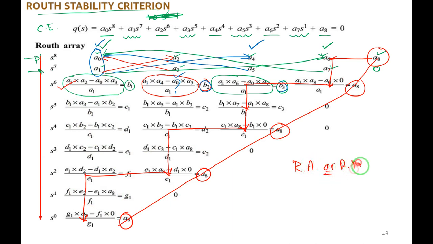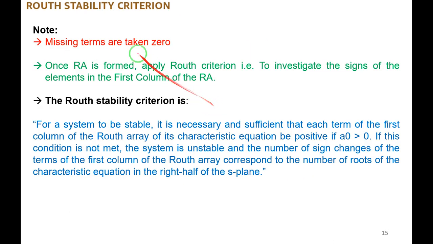After getting the Routh array or Routh table, what to do? Once we have the Routh array, I have to tell whether the given system is stable or not. This Routh array is very useful. It gives very useful information about how many roots are lying in the right half of the s-plane. How it will tell, we'll see next.